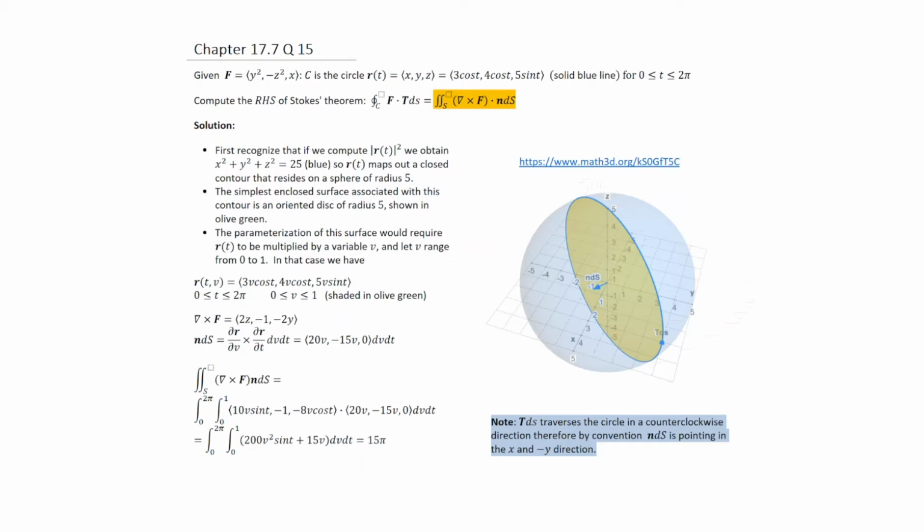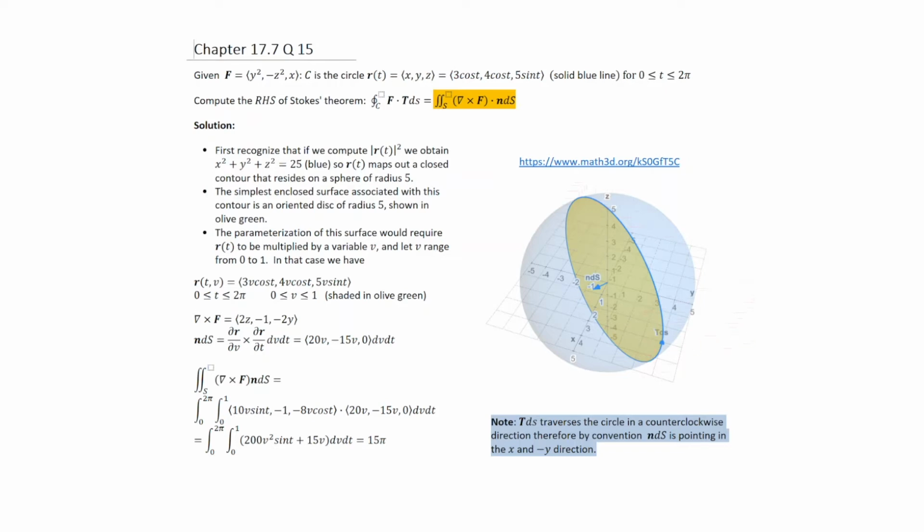All right, so our starting point is to recognize that if we were to compute the magnitude of the position vector squared, that means x squared plus y squared plus z squared, then you would end up with the value equal to 25. So x squared plus y squared plus z squared equals 25 is actually the equation of a sphere. And that's the surface shown in light blue. But the position vector traces out a circle, and that circle lies on that sphere. That's what we see indicated here, and the radius is equal to 5.